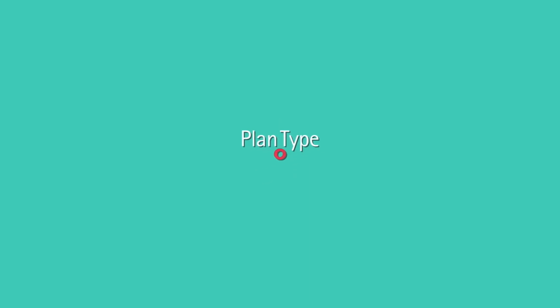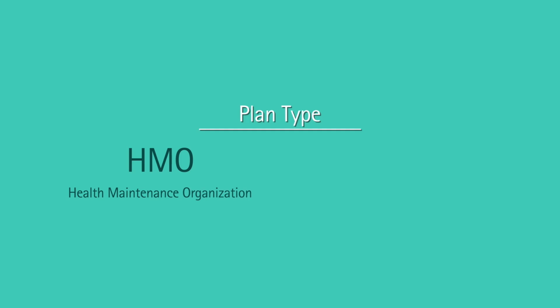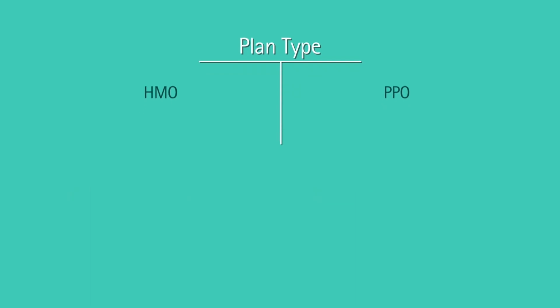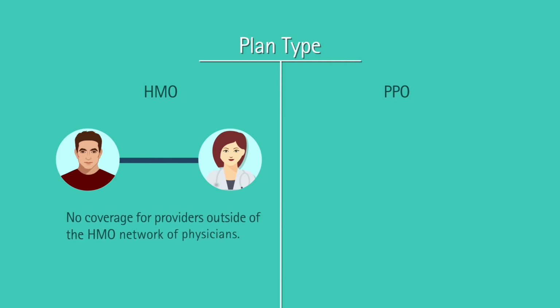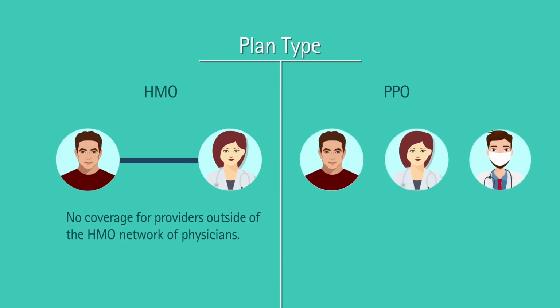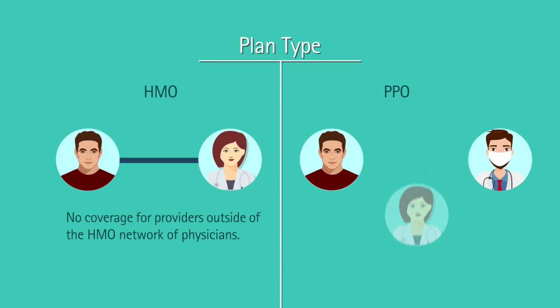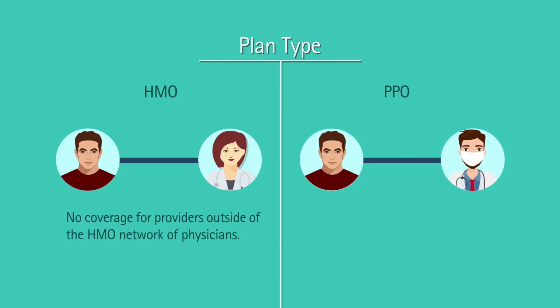3. Plan type. Two main insurance plans are HMO, Health Maintenance Organization, and PPO, Preferred Provider Organization. In the HMO plan, the member chooses a primary care physician who helps coordinate the member's care. No coverage is provided for providers outside of the HMO network of physicians. In the PPO plan, no referral from a primary care physician is required to see a specialist, and it allows the flexibility to visit providers outside the network for a higher fee and a separate deductible.